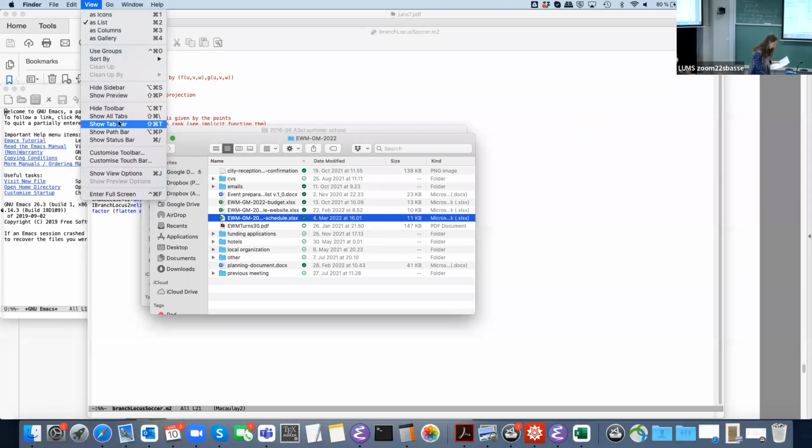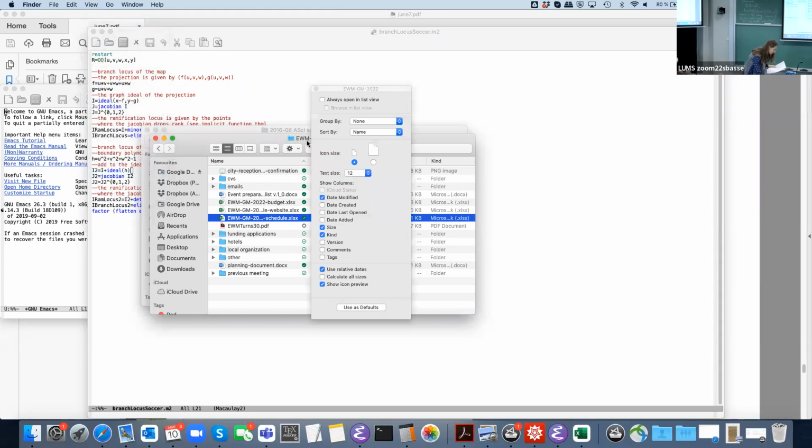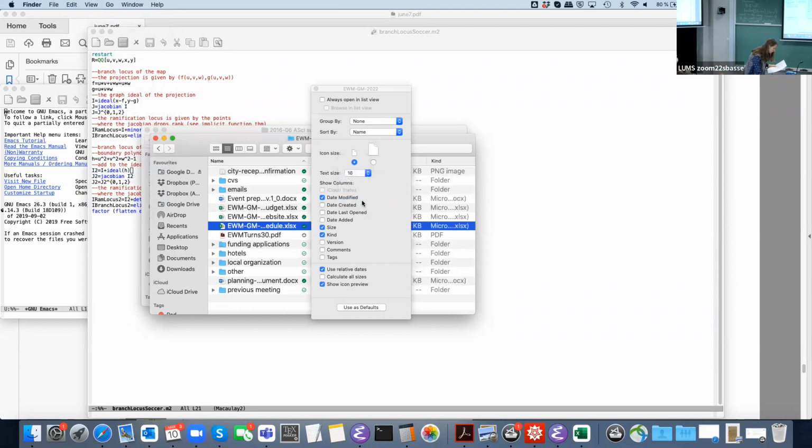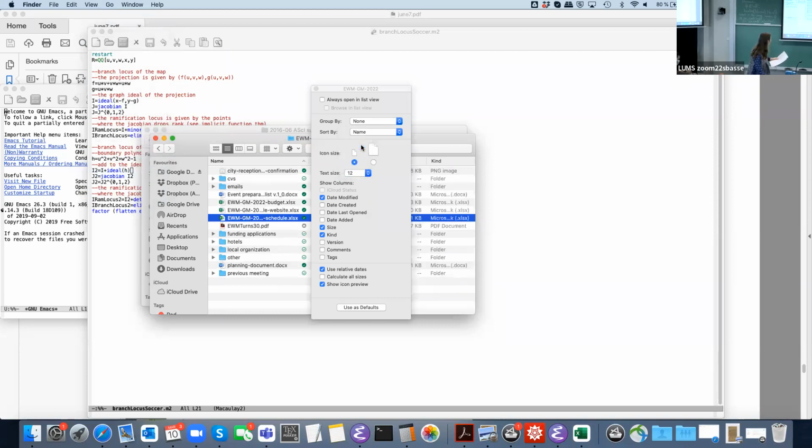That's one. And which one from here? And it should say text size. Oh yeah. See this. I think only for the Finder. So, are you using Safari or Python?